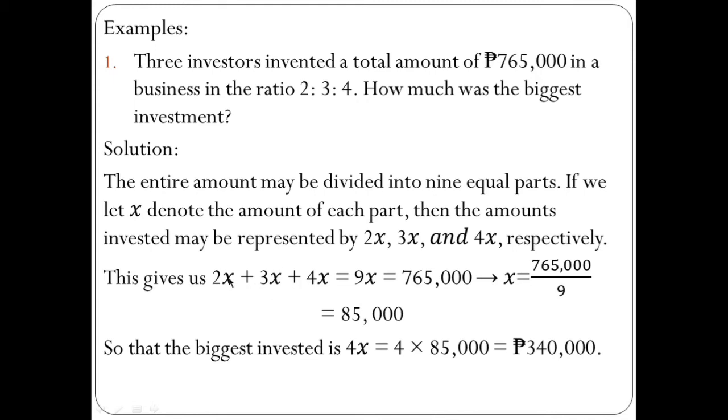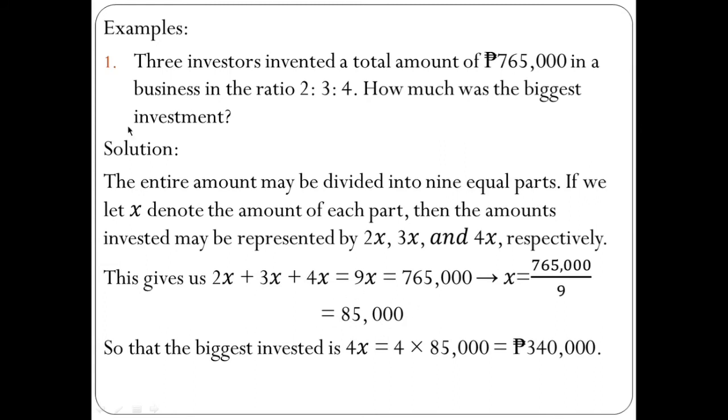We have 2x plus 3x plus 4x, we have 9x equals. So, equate na natin siya class the total amount invested, 765,000 pesos. So, we have x, cross-multiply natin. We have x equals 765,000 pesos divided by 9. I-divide nyo lang. The result, 765,000 pesos divided by 9, will be 85,000 pesos.